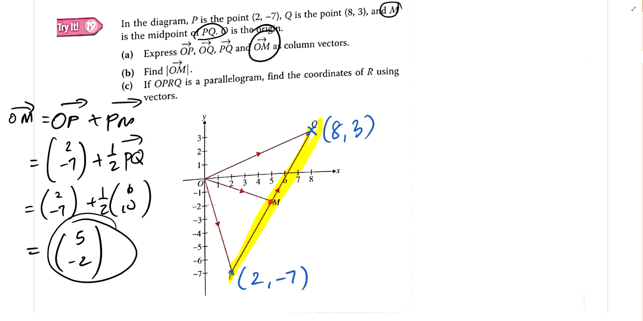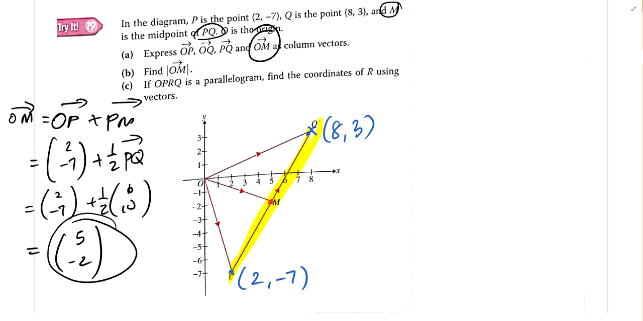Huh? Add what? Both, which one? There's x and y. 8 and 8, 3. 8 and 2. 3 and negative 7. Does that make sense?